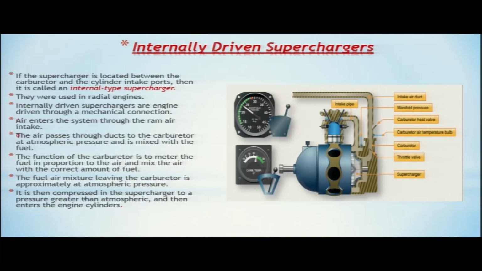Now the fuel air mixture which is coming out of the carburetor is approximately at atmospheric pressure. After it comes out at atmospheric pressure, it is then compressed in the supercharger to a pressure greater than atmospheric and then enters the engine cylinders. Inside the supercharger it gets compressed and the pressure is increased to more than atmospheric pressure, and then with the increased pressure, it enters the cylinder intake.